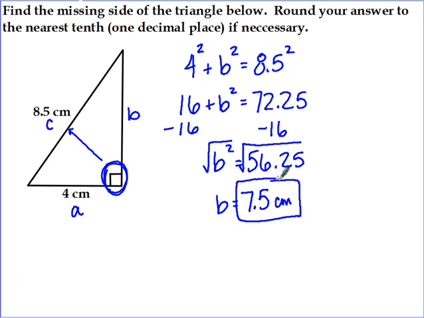So the only difference between the last one and this one is there's this extra step of having to subtract from both sides. That's it. That's your one extra step if you're solving for A or B, is to subtract that to get rid of it.